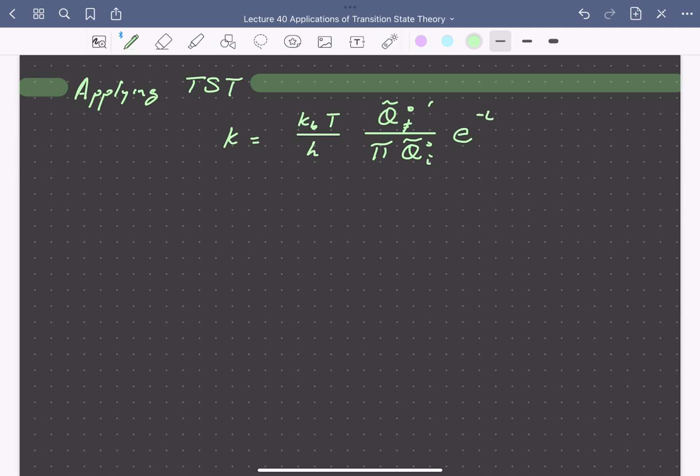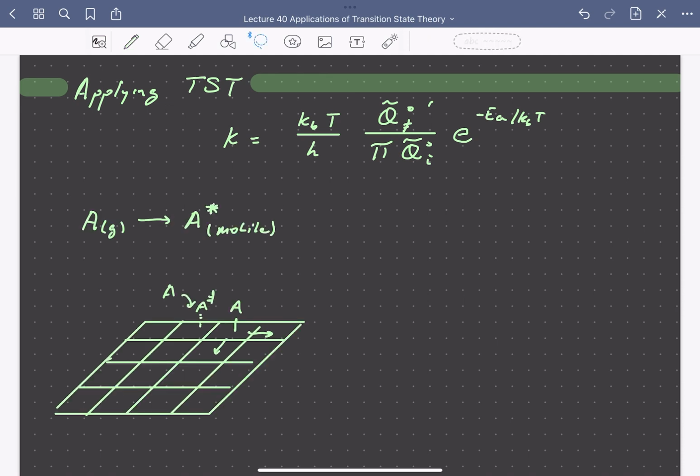This is all multiplied by e to the minus activation energy over kBT. This takes into account the difference in ground state energies between our reactants and our transition state. So let's look at the adsorption of an atom A onto a surface to form a mobile adsorbed species. And let's attempt to calculate the pre-exponential factor that we would expect from transition state theory.